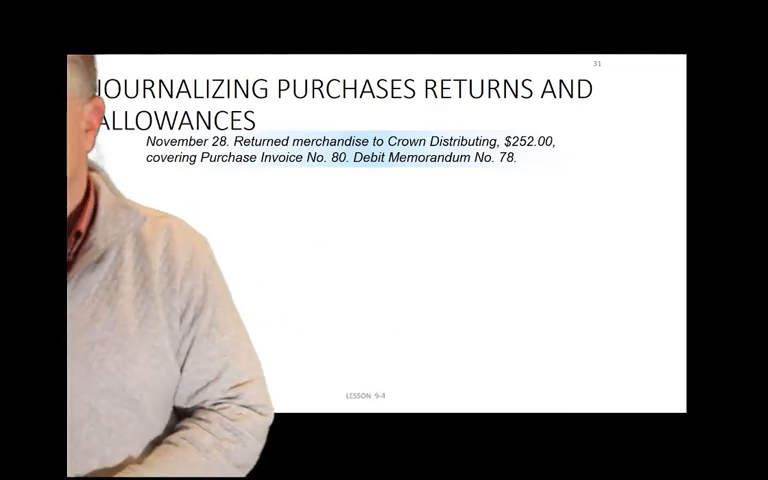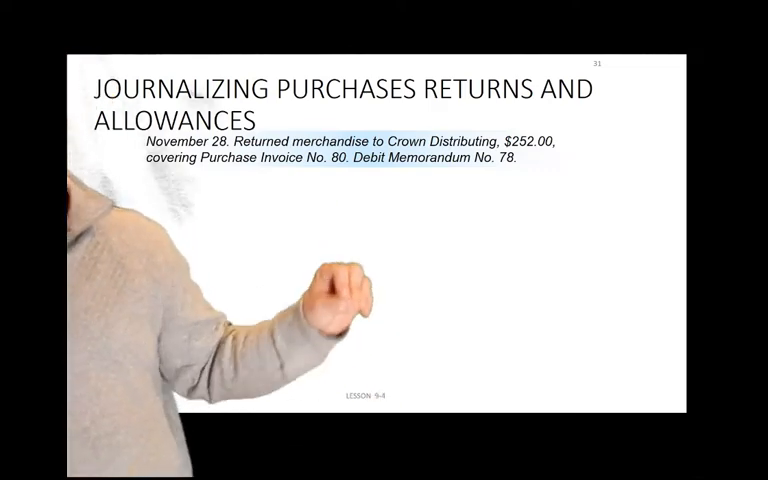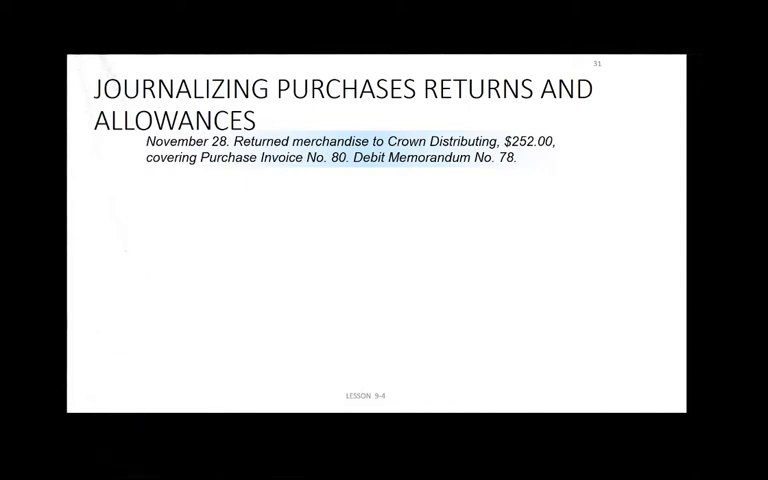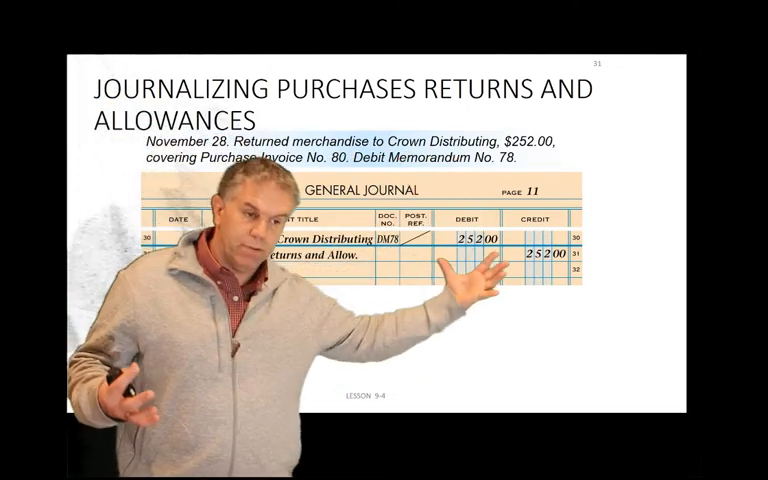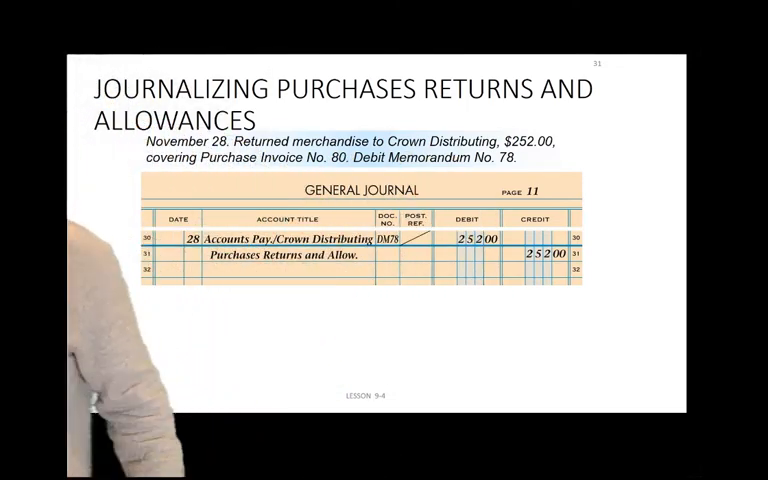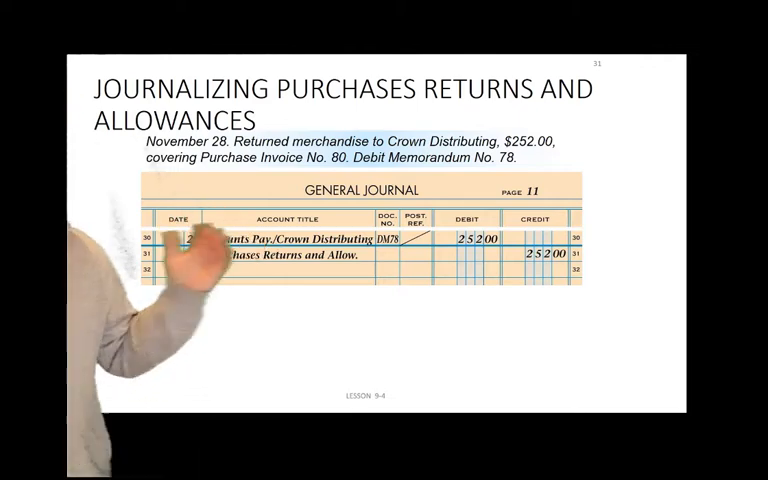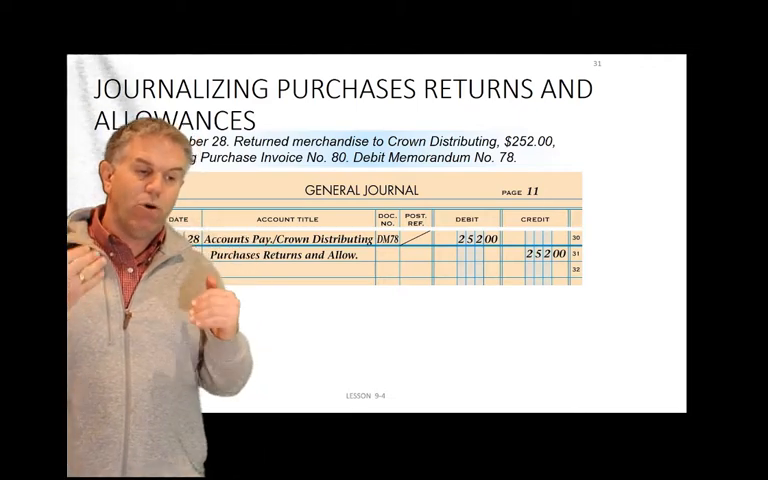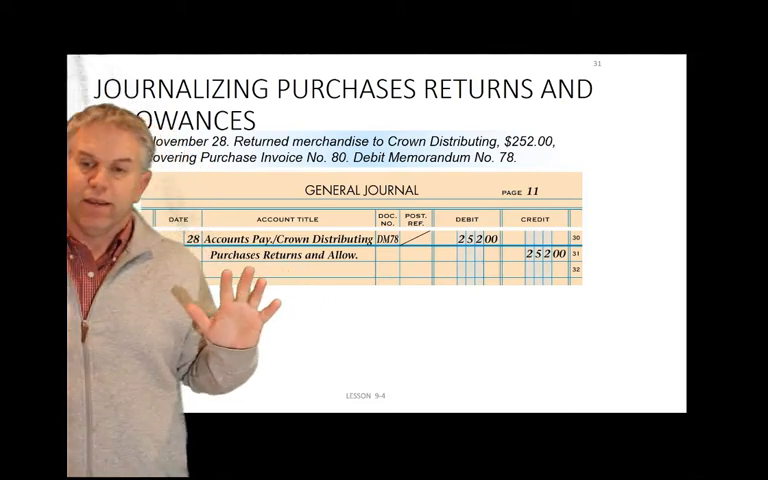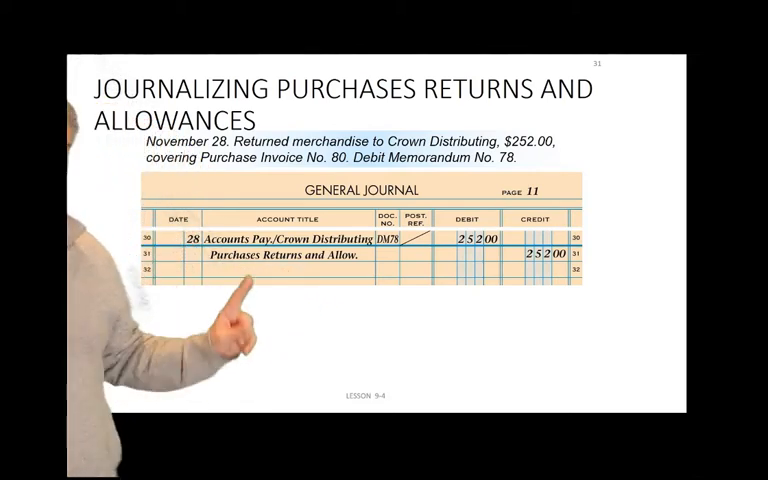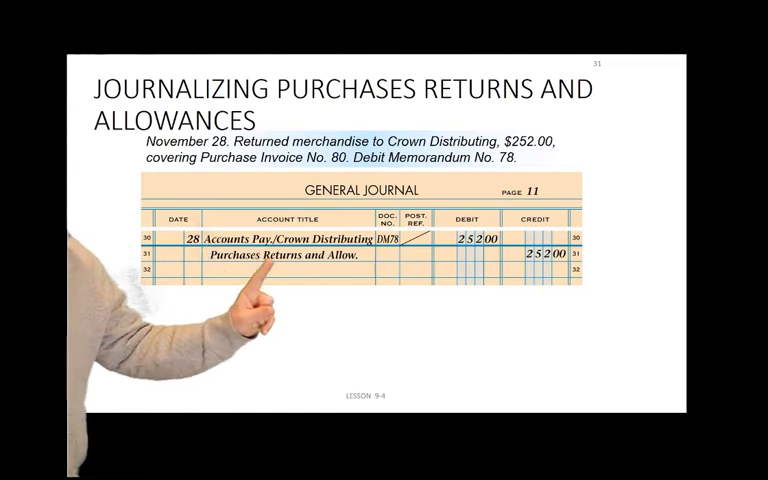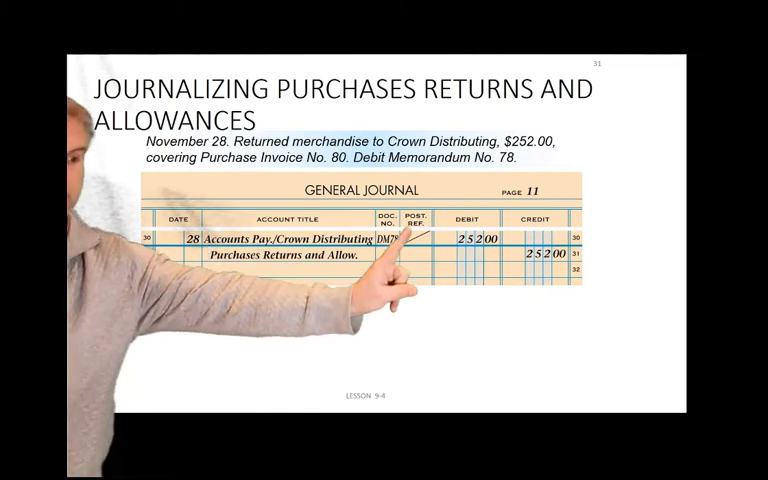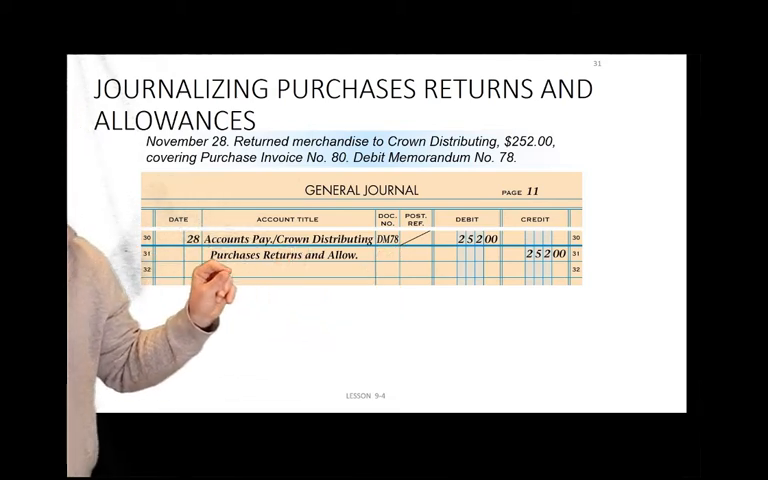Return merchandise to Crown Distributing, $252, covering purchase invoice number 80, debit memorandum number 78. Again, here's our debit memorandum, DM, there's that M again, multiple lines. Very simple what we're going to do. All we're going to do is reverse that transaction. It acts almost kind of like we're paying, but we're not. Now, if you think about what's happening here in this first line, we're going to debit the accounts payable account, Crown Distributing. Again, there's that slash. Don't forget those 2 things that are there.